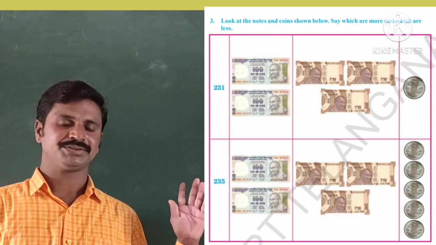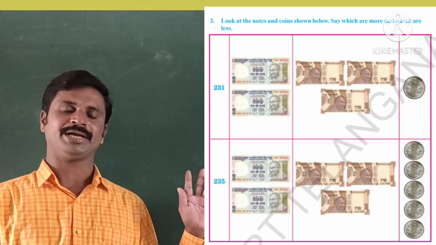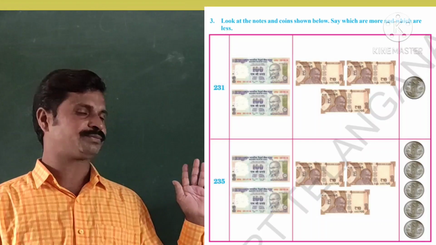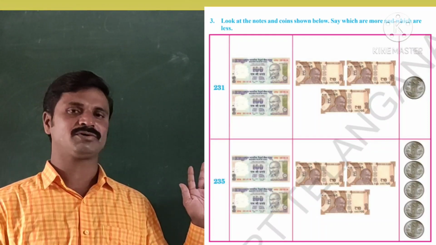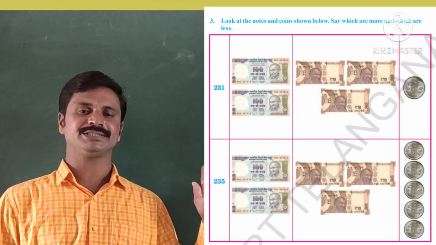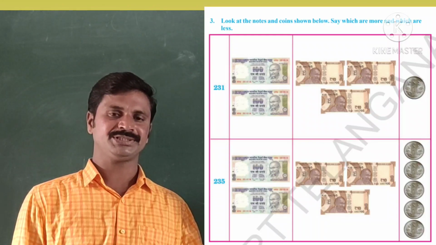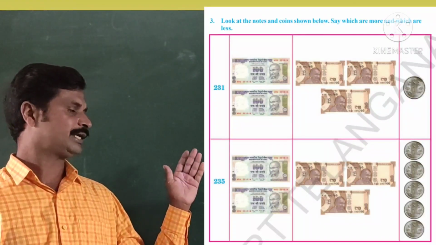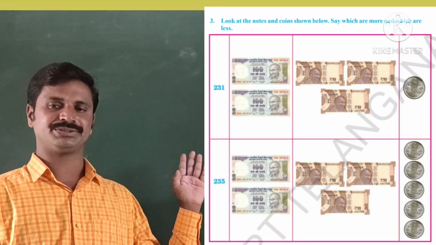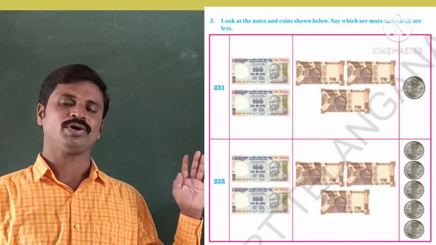Here are some notes and kinds. Children, you look at the picture and you observe the notes and kinds, and you say which are more and which are less. You see, children. How many notes are given in this picture? Very good. Yes, there are 200 notes.